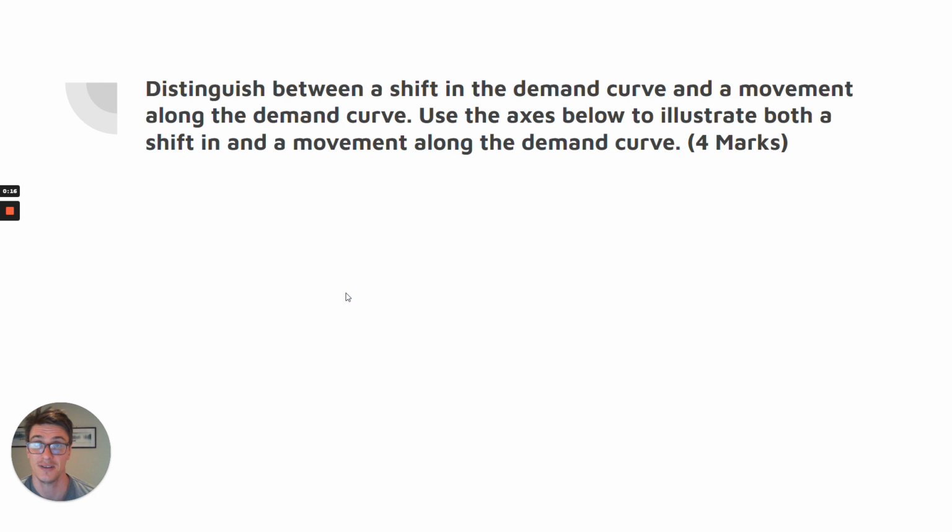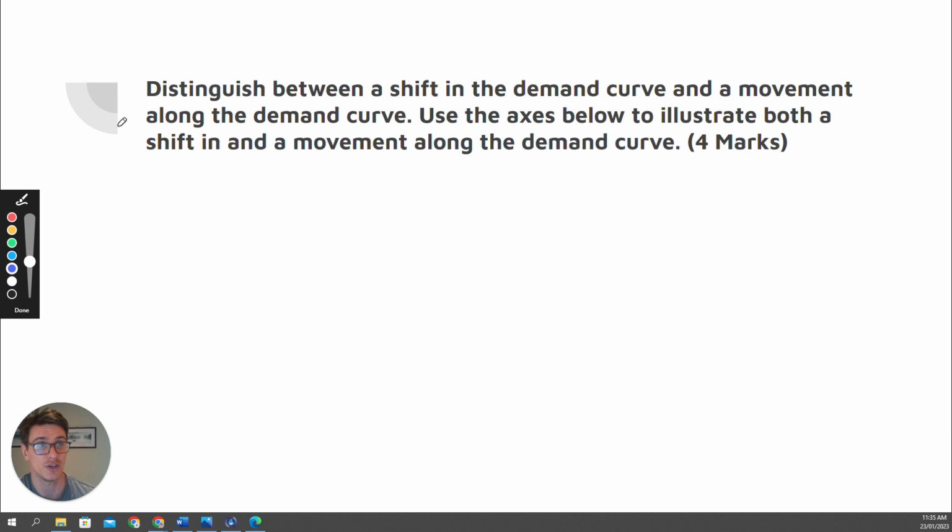So here's the question. It's actually a past exam question that the 2021 economics cohort would have done in their exam. This question is another distinguish question, but it has two parts to it. So we're going to break down the parts first. First of all, we need to distinguish between a shift and a movement along the demand curve. So that's this section here. The second thing we need to do is use the axes below to illustrate a shift and a movement along the demand curve.